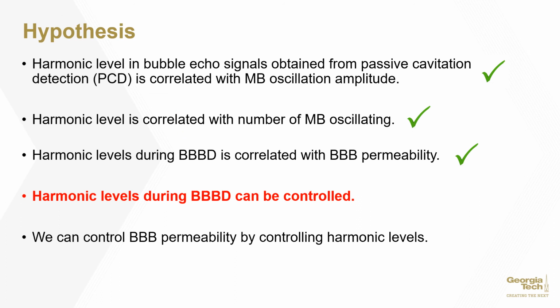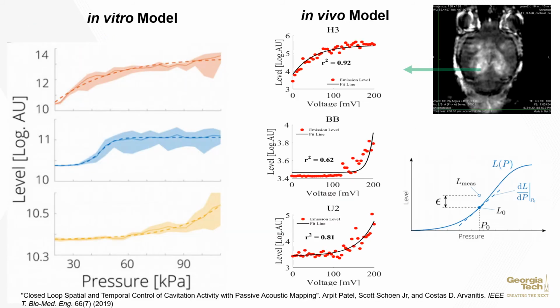Fourthly, we hypothesized that the harmonic levels during BBB disruption can be controlled. To test this hypothesis, we used our recently proposed harmonic level controller algorithm. Essentially, the controller takes in a model that represents the tendency of the harmonic levels with respect to increasing pressure, which is then used to calculate the pressure increment to a target level based on the model. The figure on the left shows the model that is obtained from an in vitro model from the paper, and the figure on the right shows the model that we have obtained by sweeping pressure on the mouse brain.